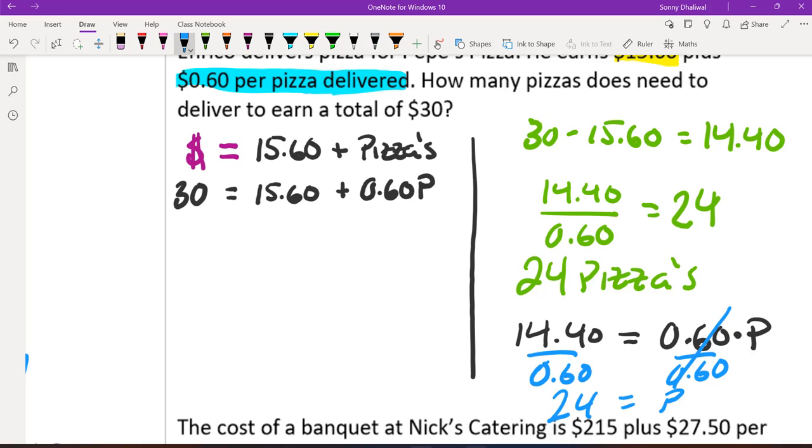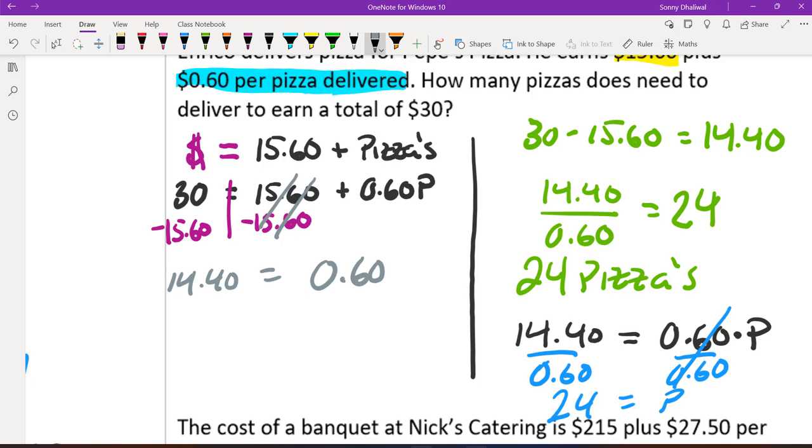We do the opposite, right? So right now, it's positive 1560. You go minus 1560. And when you're adding and subtracting, once per side. Now those cancel out. You're left with 1440 here and 0.60p here.